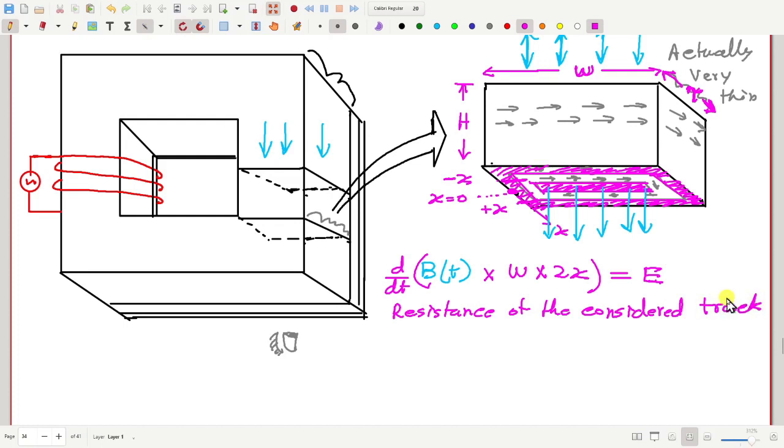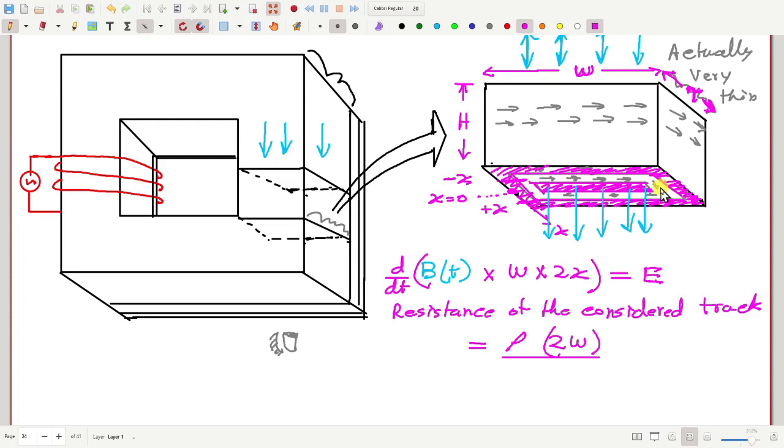How much is the resistance? Okay, so resistance will be equal to rho L by A. Rho is the resistivity of the material, and length is how much? How much is the length of this path, this track? That is approximately 2 into W. 2 into W is the length. To be more precise, it is 2 into W plus 4x, but x is small. Assuming x is small, I ignore it and write it as 2 into W. That is the length, and now divided by the area of this current path.